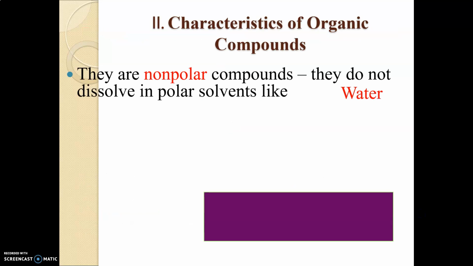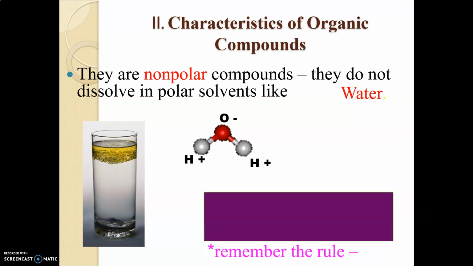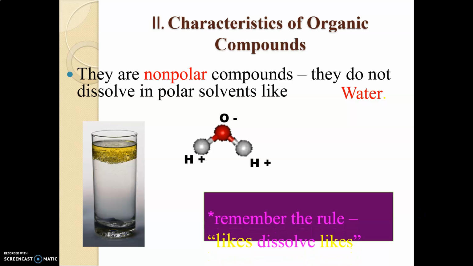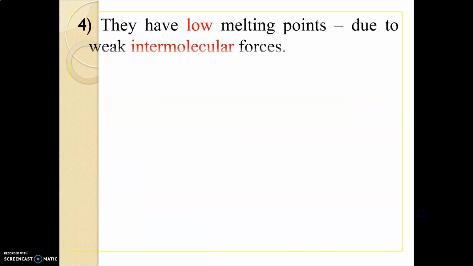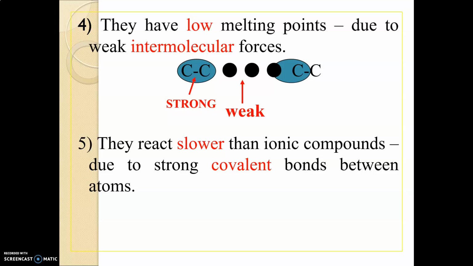Now the characteristics of organic compounds: they are non-polar compounds. They do not dissolve in polar solvents like water. As we see here, remember the rule, likes dissolve likes. They have low melting points due to weak intermolecular forces. As we see this in the structure, they react slower than ionic compounds due to strong covalent bonds between atoms.